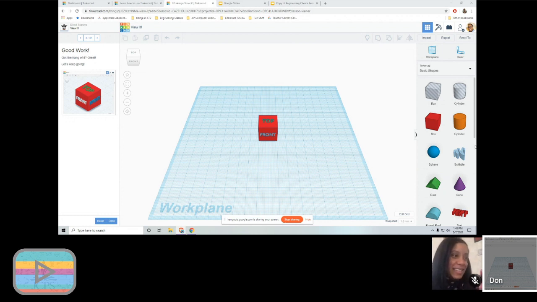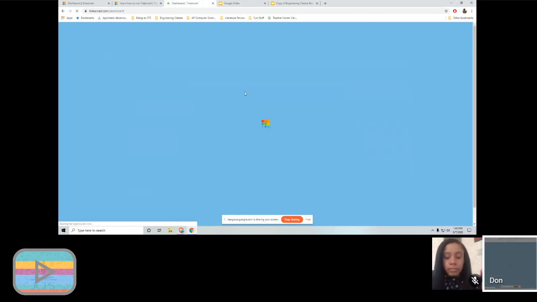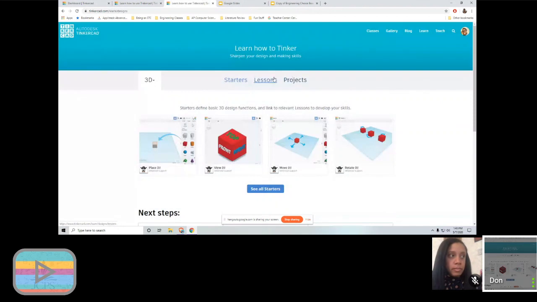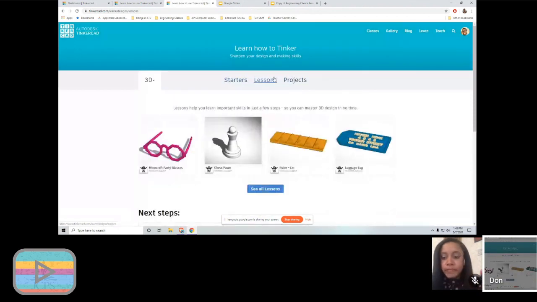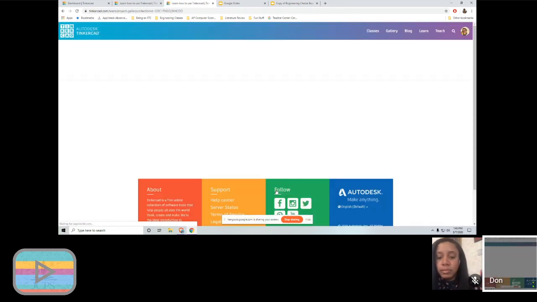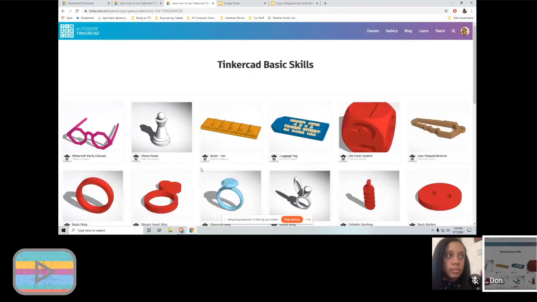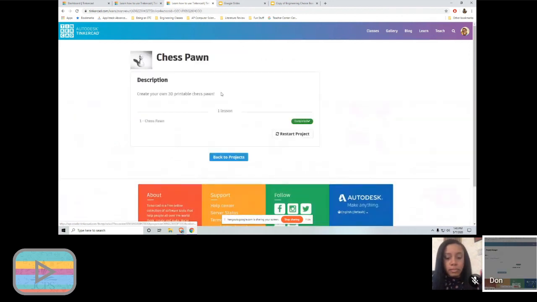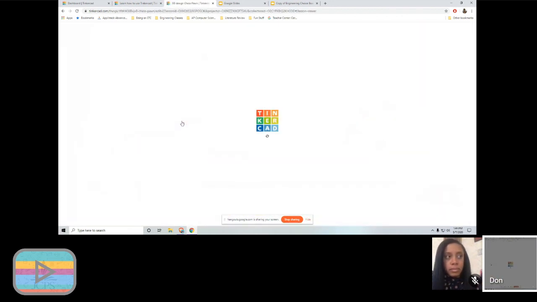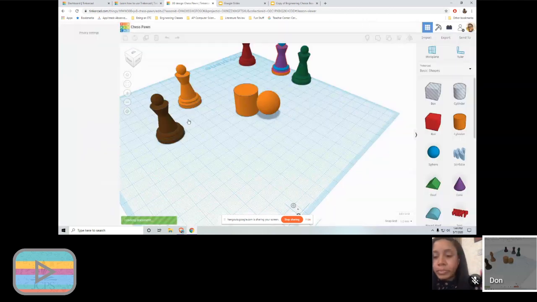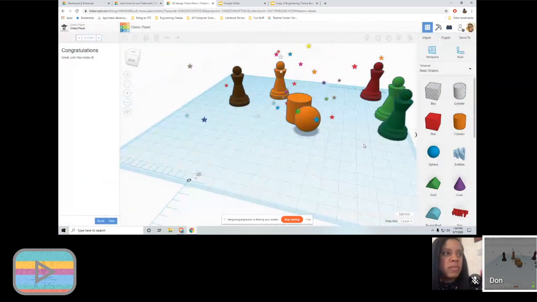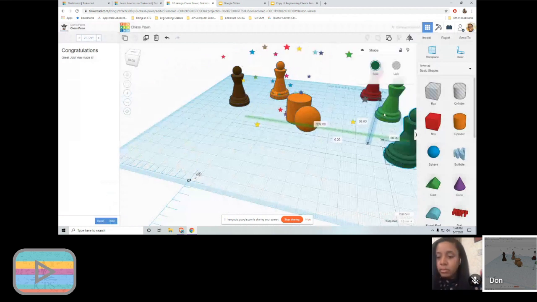Okay. So we left off on the starters. Once you get done with the starters, in that Learn tab there's also lessons and projects. The lessons is really where the students start to find out all the stuff that's going on in Tinkercad, to where I can use this and become an advanced user. The chess pawn is my favorite one. You can see how many times I've done it, right? I've built these chess pawns over and over again.